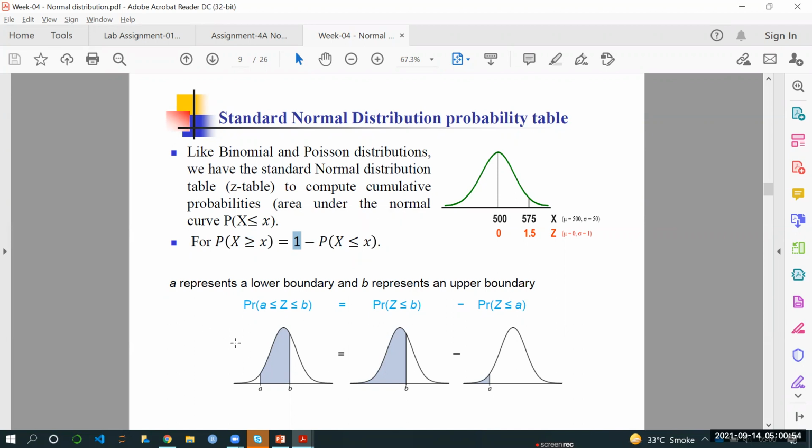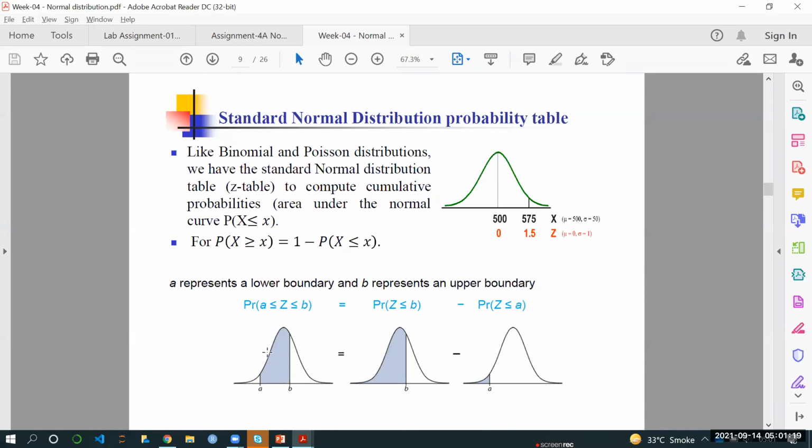These three types of diagrams are showing how to calculate probability if we have two numbers, A and B. The probability that the Z value lies between A and B equals the probability of Z less than B, the upper limit, minus the probability of Z less than A, the lower limit. That gives us the difference.